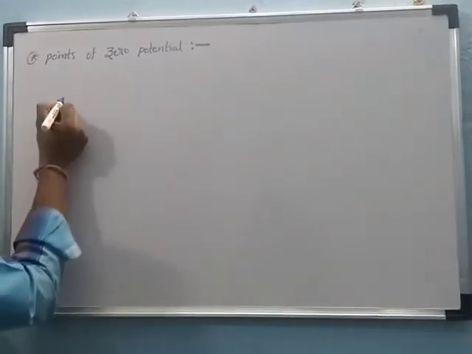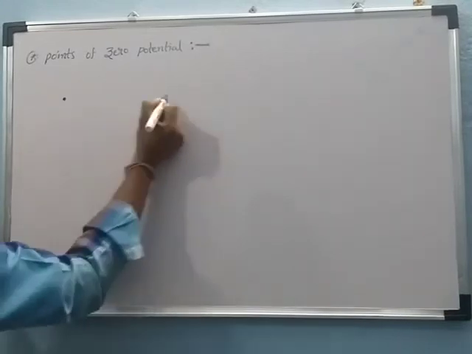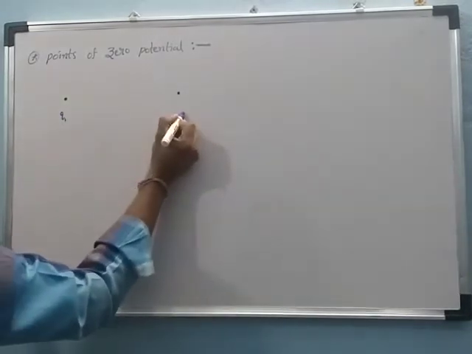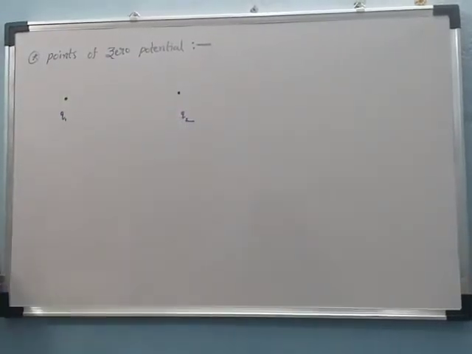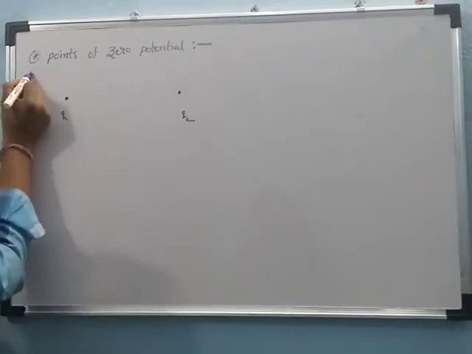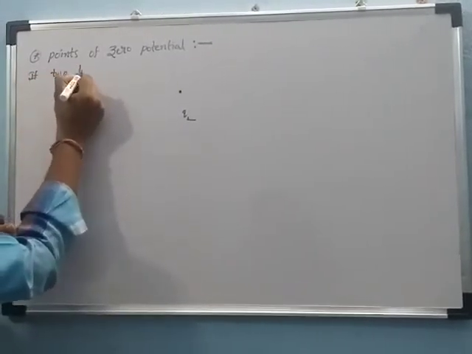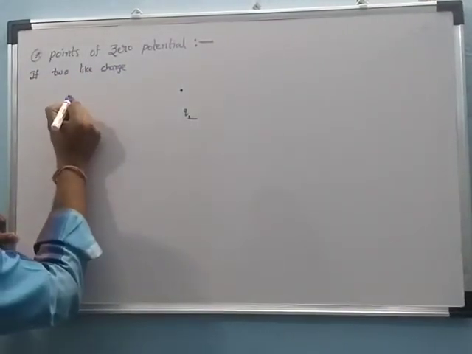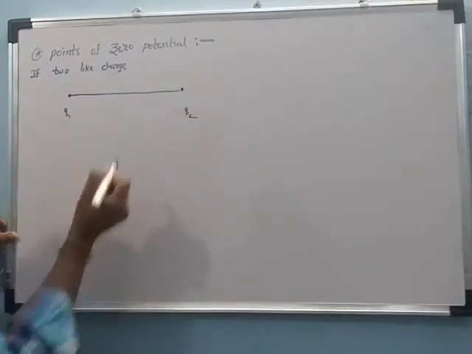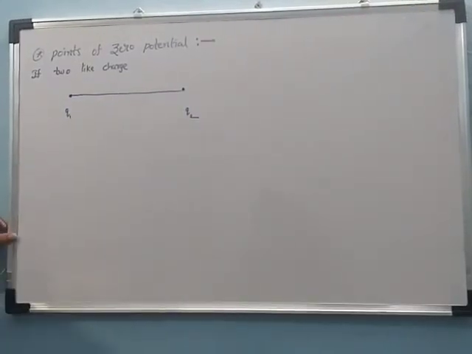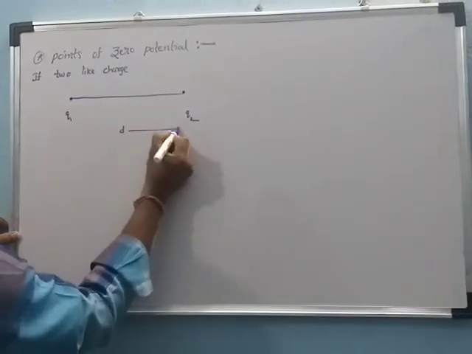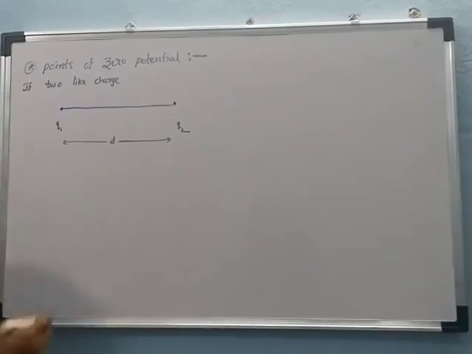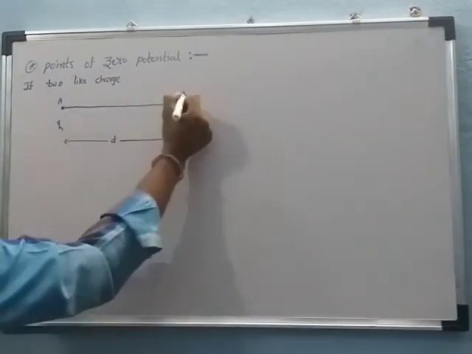First, let us consider two like charges, Q1 and Q2. Like means both have positive charge. If two like charges are separated by a distance d, then the electric potential between them, with points A and B, is considered.